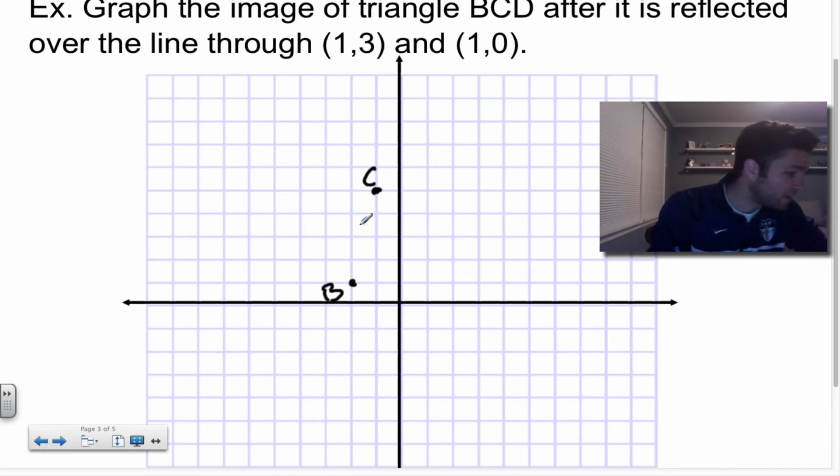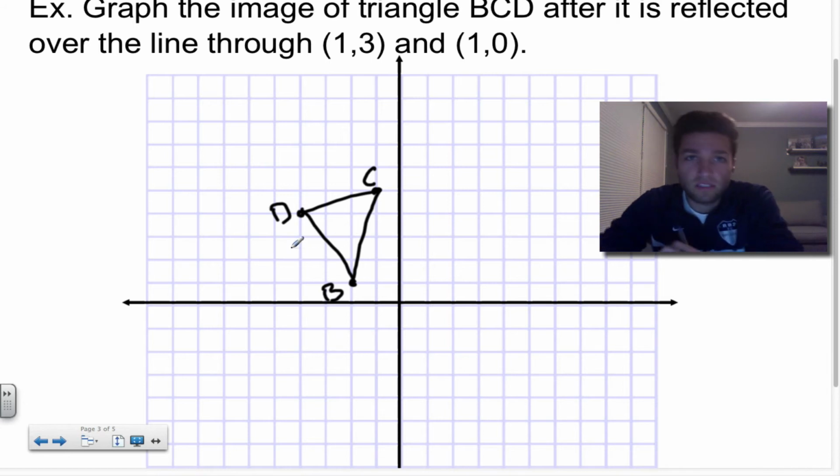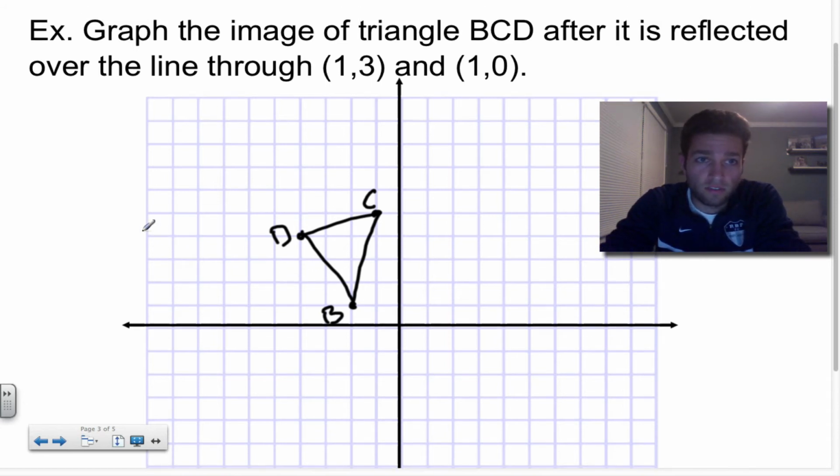And D is located at -4, 4. 1, 2, 3, 4. 1, 2, 3, 4. Okay. And I'll connect the points. Now, here's where this example gets a little bit more involved than the last two that we did.